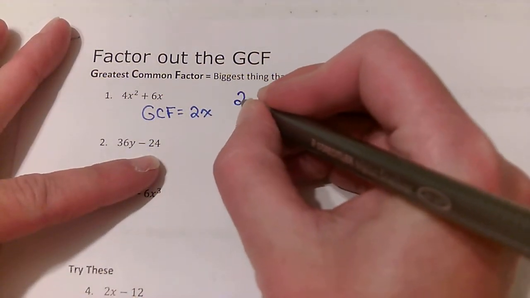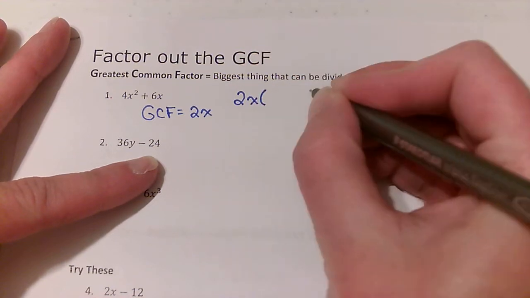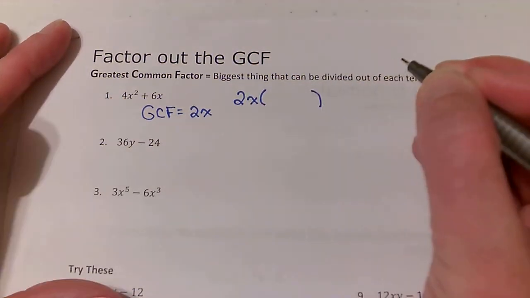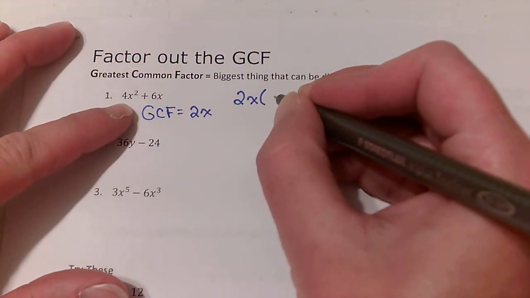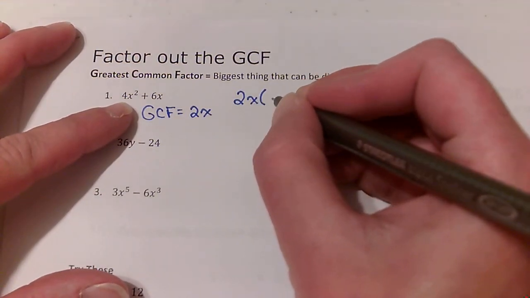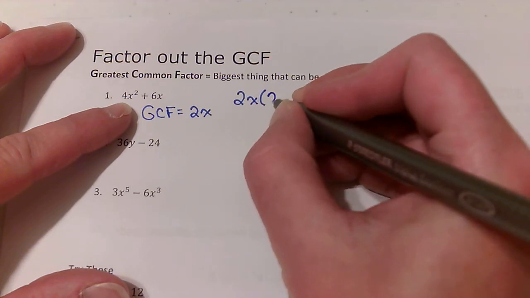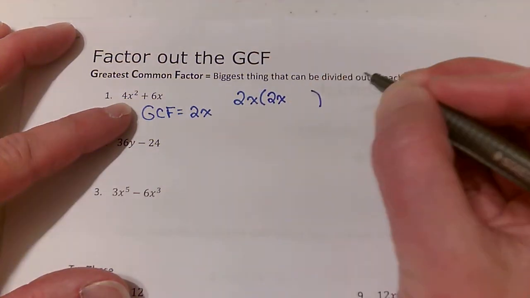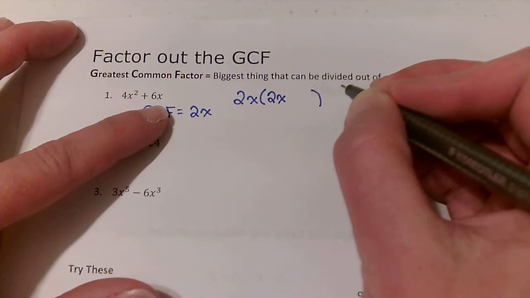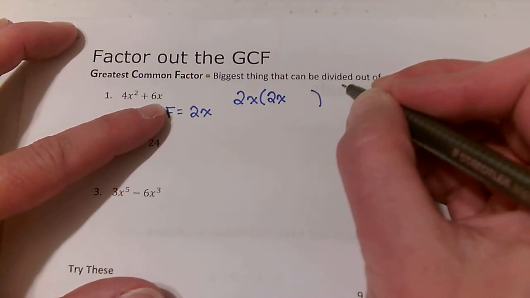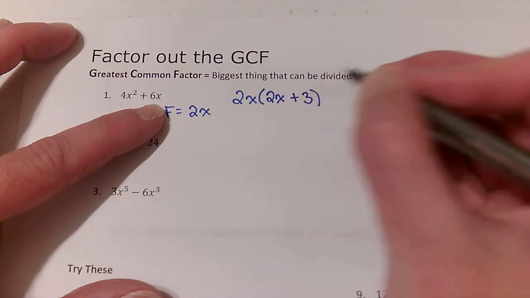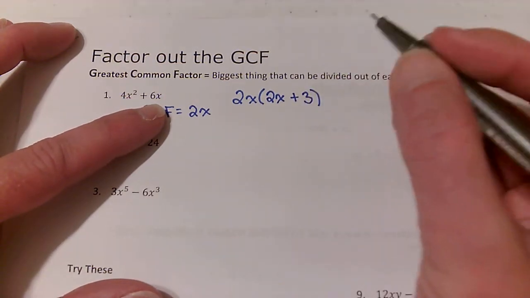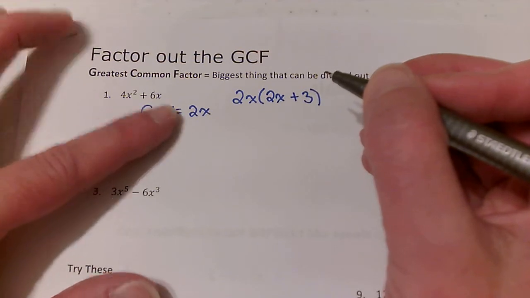In other words, I'm going to make up the problem that would give me this as an answer. So what would I need here so that if I multiply by 2x, I get 4x squared? Well, that would be 2x. What would I need to get 6x back? I would need a 3. So I basically divided each of these terms by 2x.